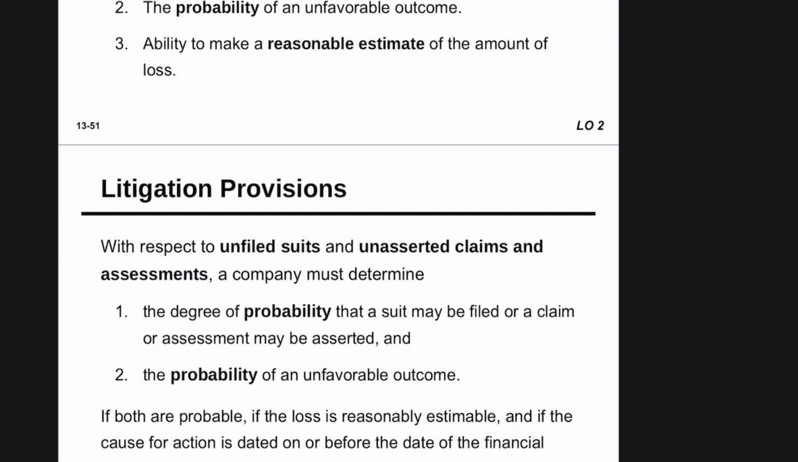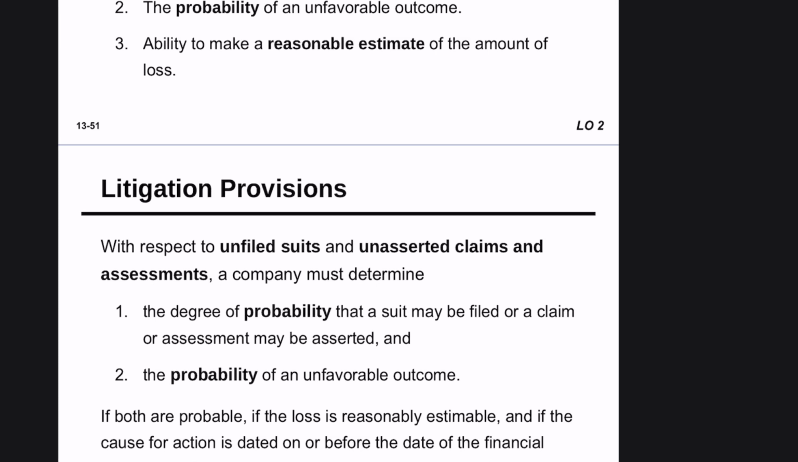So here, what happened if you heard about a claim or a suit from one company against another company, but that didn't happen yet? It will probably happen in the future, which is with respect to unfiled suits or uncertain claims and assessments. But that will probably happen in the future, which is the degree of probability that a suit might be filed or a claim or assessment may be asserted, and the probability of unfavorable outcomes.